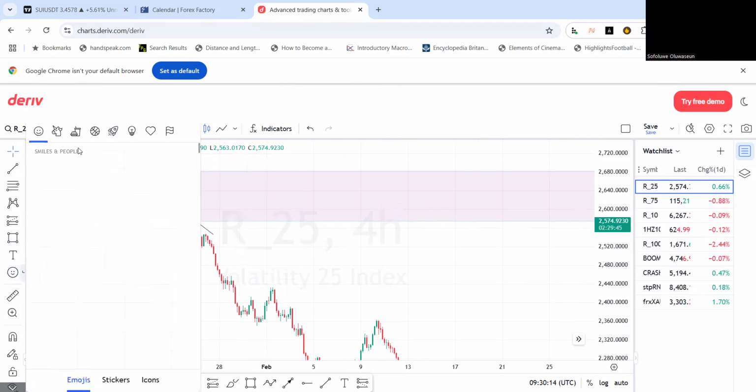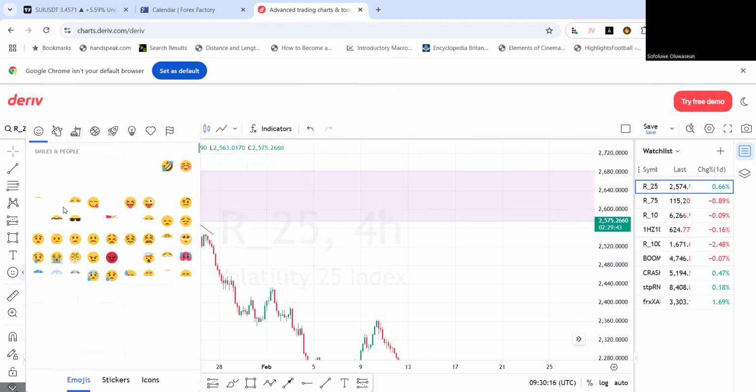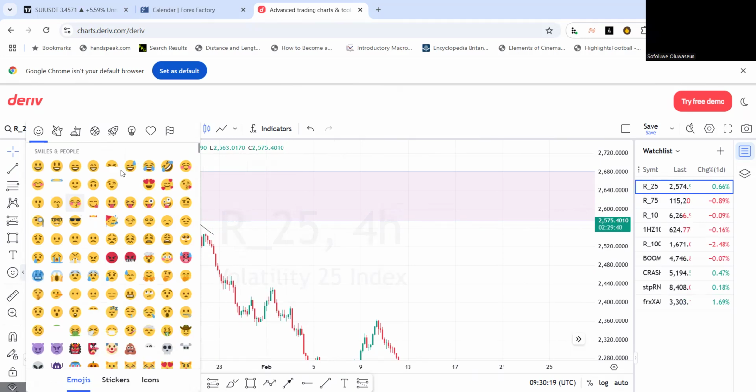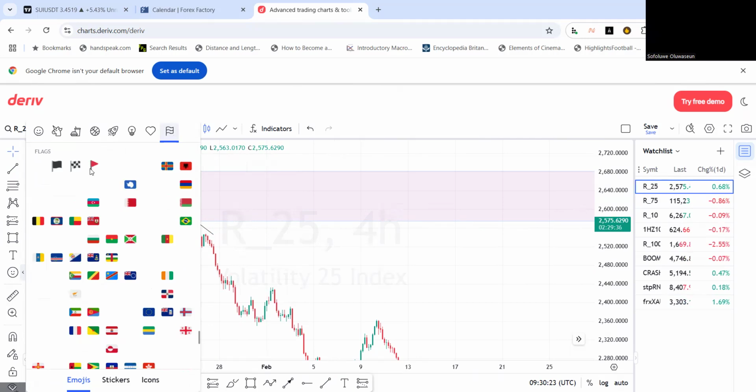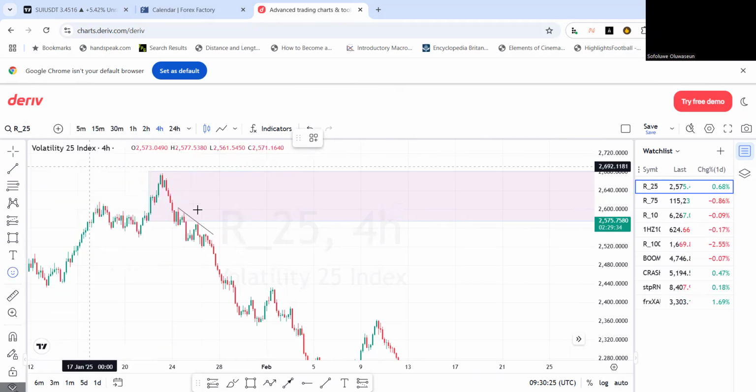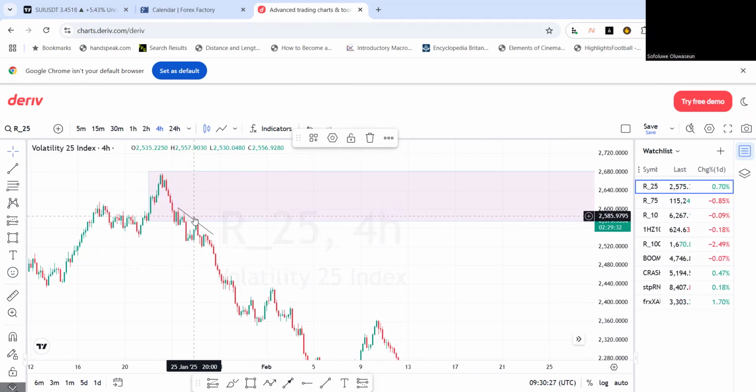So some dynamic liquidity there. Let's represent that with a red flag, right? Yes, so we have the red flag there, those liquidity there.